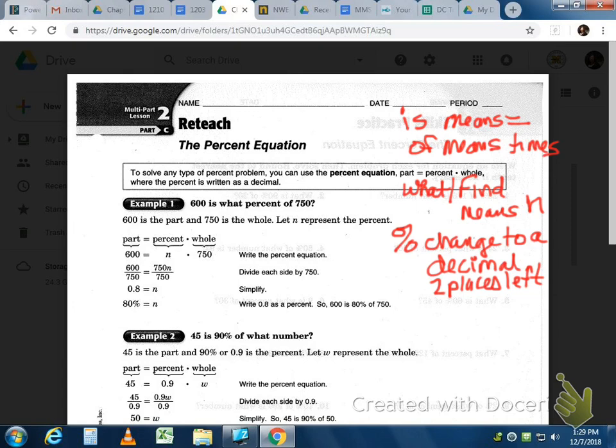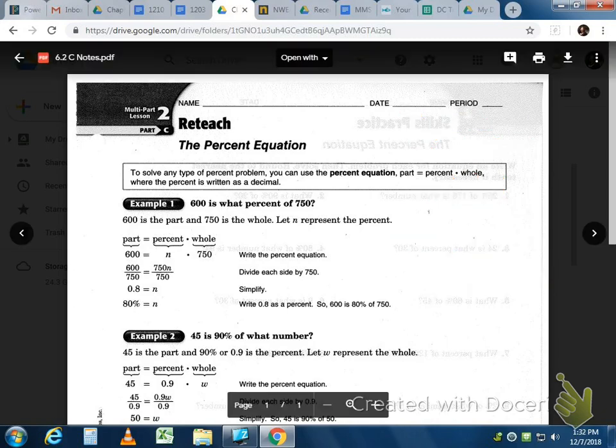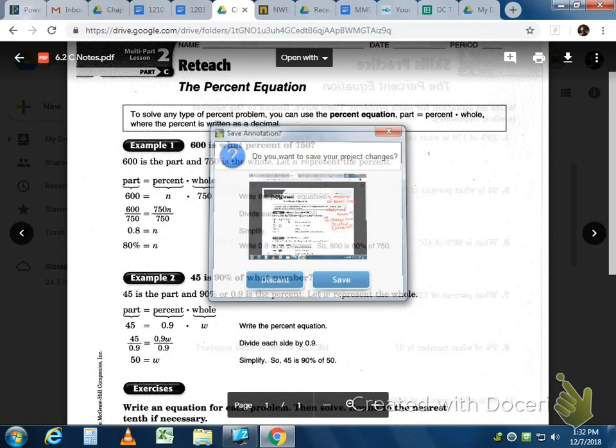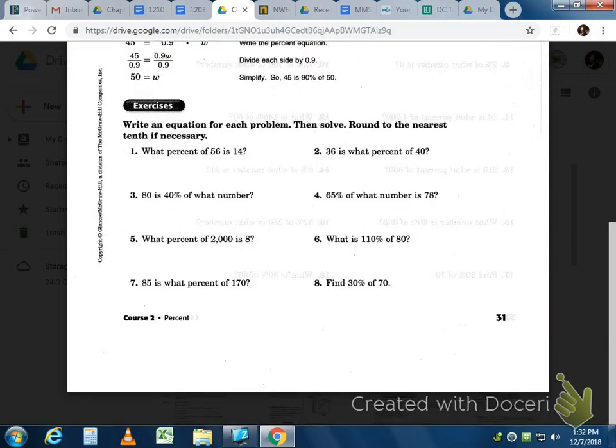Is means where you're going to put the equal sign. Of is where you will put a multiplication sign. If you see what or find, that's where your variable goes. And if they give you a percentage, you write it as a decimal by moving the decimal 2 places to the left. Okay, questions about those 4 things? You might want to have those close at hand when you start doing these until you get the hang of it. All right, let's go look at the examples then, the odd ones that you would write at the bottom.